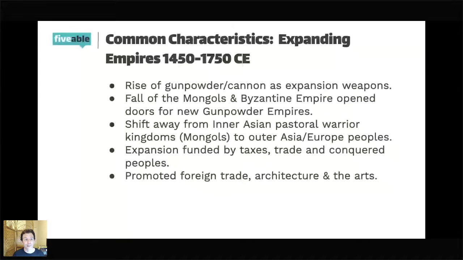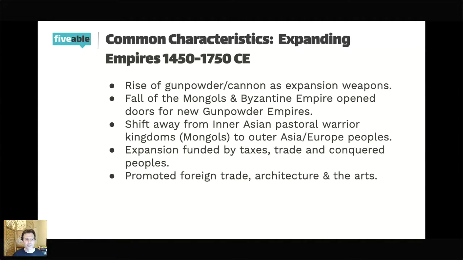Back to the common characteristics: rise of gunpowder and cannon as expansion weapons. And yes, there will be a Google link for this slide. We see the fall of the Mongols and the Byzantine Empire opening doors for new gunpowder empires. We're going to see a shift away from inner Asian pastoral warrior kingdoms, aka the Mongols, but also others, and we're going to show one of those, to outer Asian and European peoples. So we're moving to the outer edges of Asia and also to prominent areas in Europe.